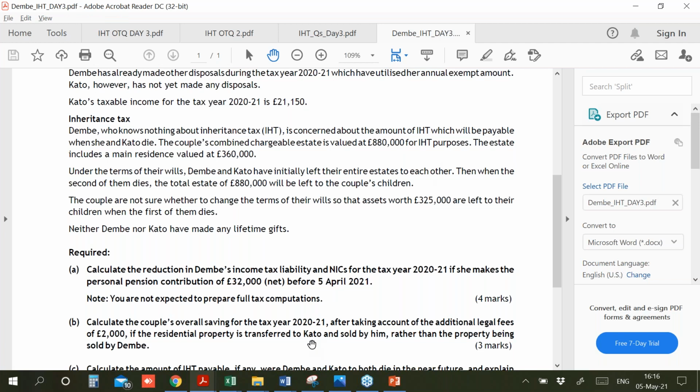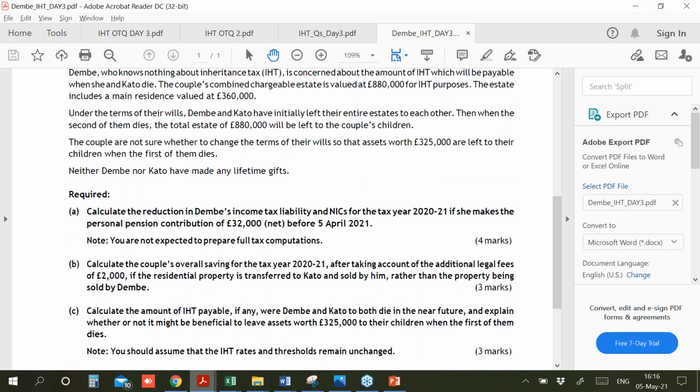Then the third requirement: calculate the IHT payable, if any, were Dembe and Kato to both die in the near future, and explain whether or not it might be beneficial to leave assets worth 325,000 to their children when the first of them dies. For that I have to read the question, but what I know is that part C deals with IHT. So guys, you can see this is a question which deals with all types of taxes: the inheritance tax, the capital gains tax, and the income tax, all three taxes. However, it has clearly told you separately which part relates to which requirement.